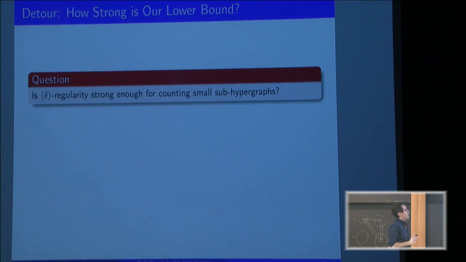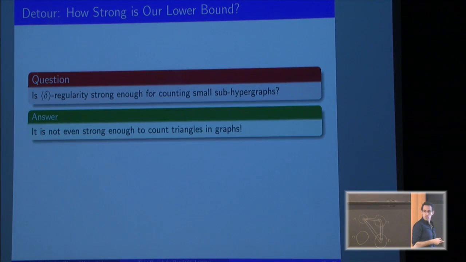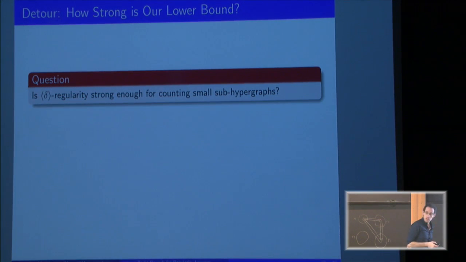So a quick detour. How strong is, and this relates back to the question that you asked, Avi, how strong is delta regularity? Does it have a counting lemma? Is it strong enough to count small sub-hypergraphs? Now, delta regularity is the multiplicative, right? After modifying the epsilon.